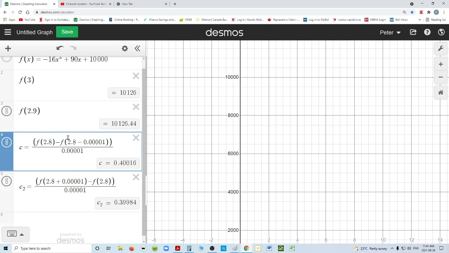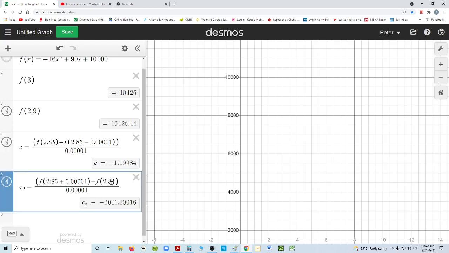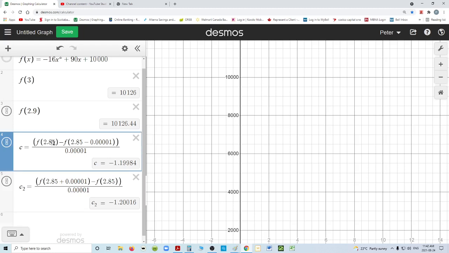So I could do 2.85 now. I discover that the rate of change to the left at 2.85 is negative, and I discover the rate of change to the right is negative. So 2.85 isn't very good either. So estimating roughly, it's somewhere around 2.85.